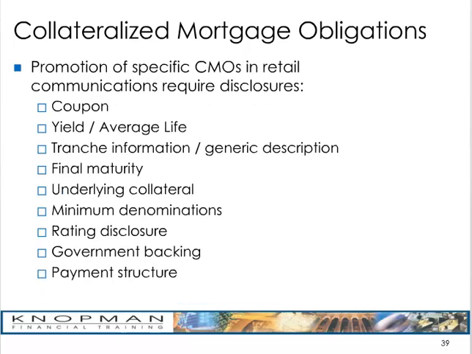If the retail communication discusses specific CMOs, that retail communication must include the coupon, the yield and average life, tranche information, and generic description of tranches, final maturity, underlying collateral, minimum denominations, ratings, any government backing, payment structure that's similar to tranches. Also, it must disclose prepayment assumptions.